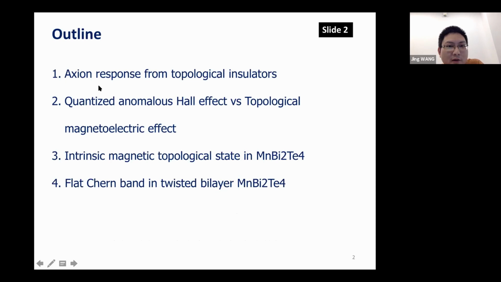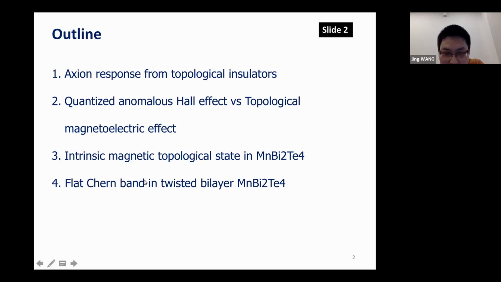I would like to start from this axion response from the 3D topological insulators. And then I will talk about the quantized anomalous Hall effect and the topological magneto-electric effect. Then I will talk about the intrinsic magnetic topological state in this material. Then finally, I will talk about our recent proposal on the twisted bilayer of this material, which can form a flat Chern band.